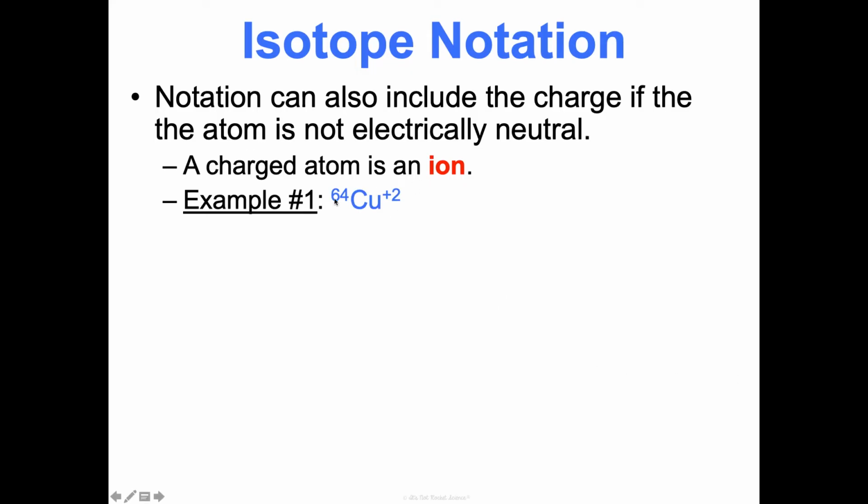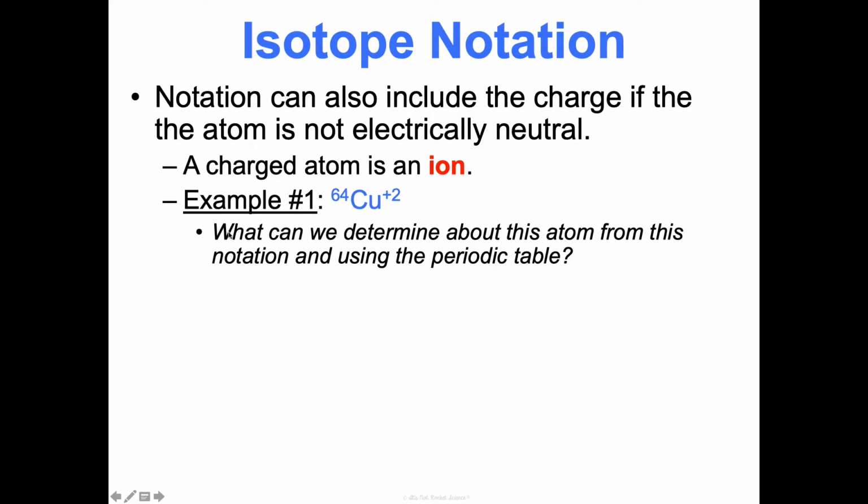Okay, so this is nuclear notation for Cu, which is copper. From the periodic table, we can look up and see that copper has an atomic number of 29. So we know it has 29 protons. We could also put the 29 right here if we wanted to. Okay, from this notation, we know that this copper atom has a mass number of 64. And remember, mass number represents protons plus neutrons. Okay, so we can do 64 minus 29, and that will give us 35 neutrons. Okay, so we can figure out that from here. Let's see what else we can figure out.